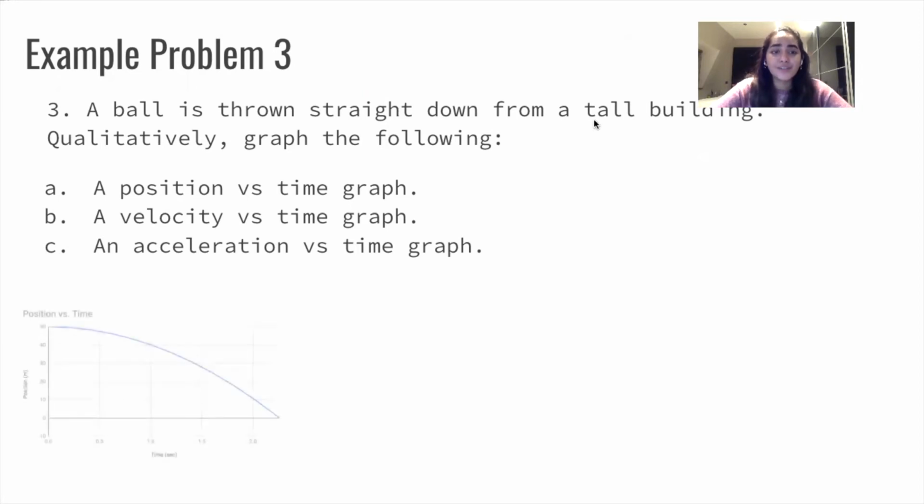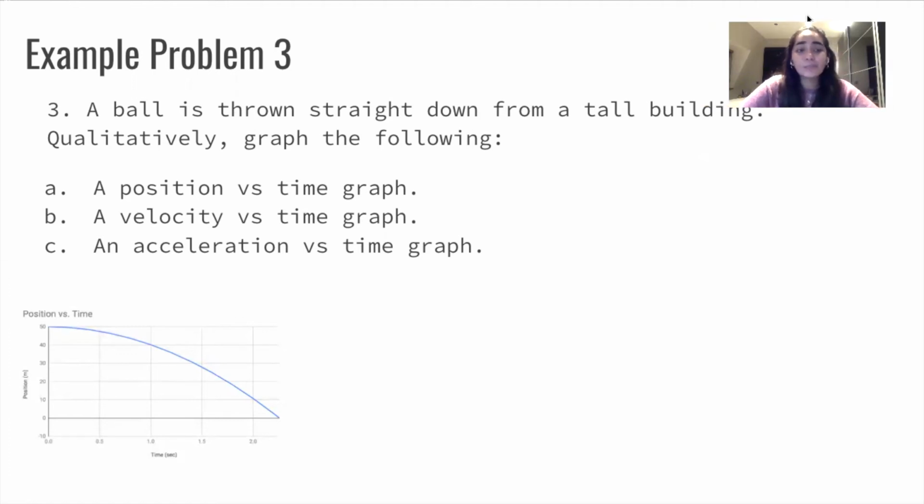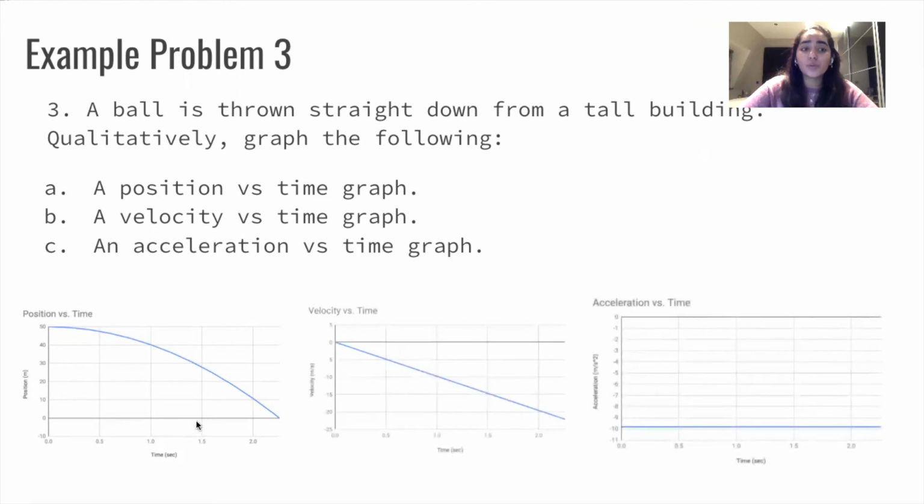Okay, so here's the first one. We have the position versus time, and the ball is thrown straight down from the building. So this is a pretty constant sort of graph, but what's really helpful before we go into position is actually to work backwards. So we know in these type of problems, acceleration is a constant negative 9.8. So we can draw that line straight down there at negative 9.8.